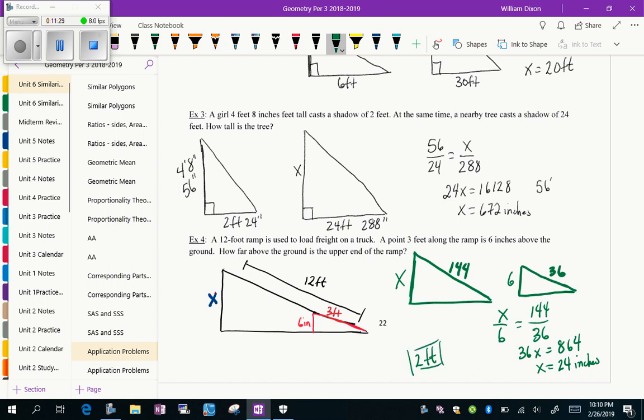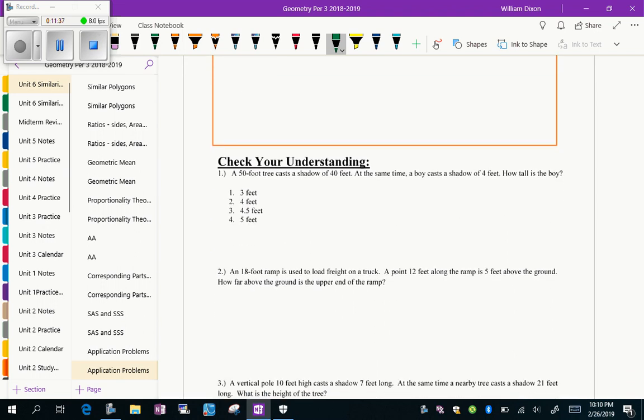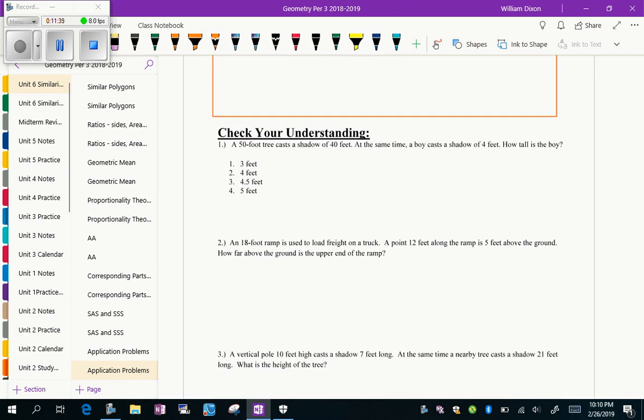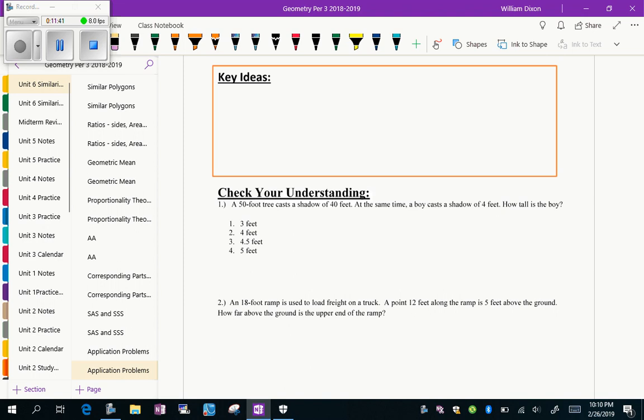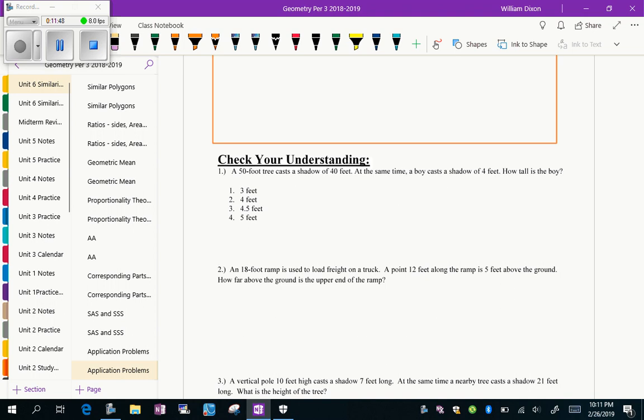Okay, so what I want you to do is write your key ideas down for this lesson, and then start or work on your check for understanding. So really important that you put those key ideas in your own words, and then use the examples to answer the questions for your check for understanding. Now remember, something I think is really important is watch if you have inches and feet, and if you have to do some conversions.